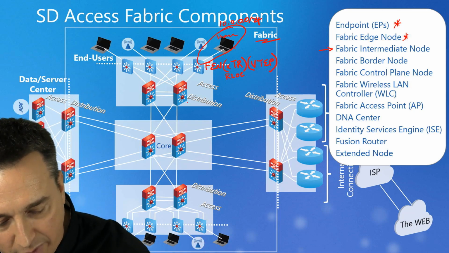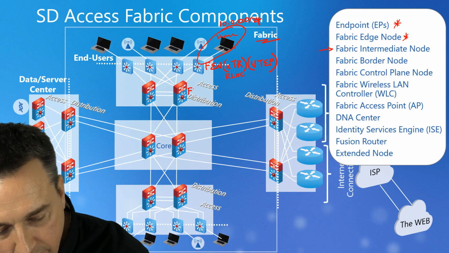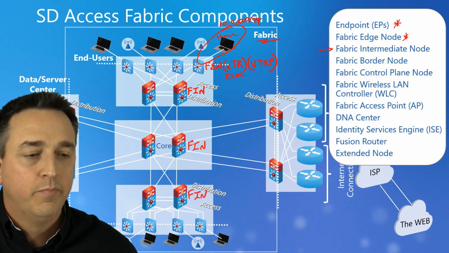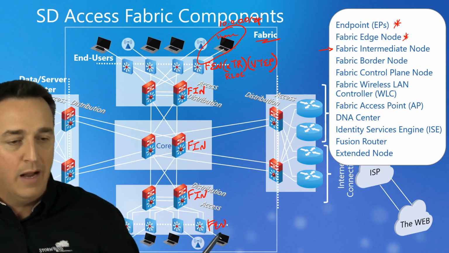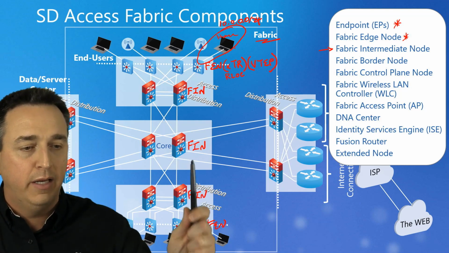This is an example of a Fabric intermediate node. All right, so this would be an example of a Fabric Edge node. Let's put that down there as well. Fabric Edge node: intermediate, intermediate, intermediate, edge.